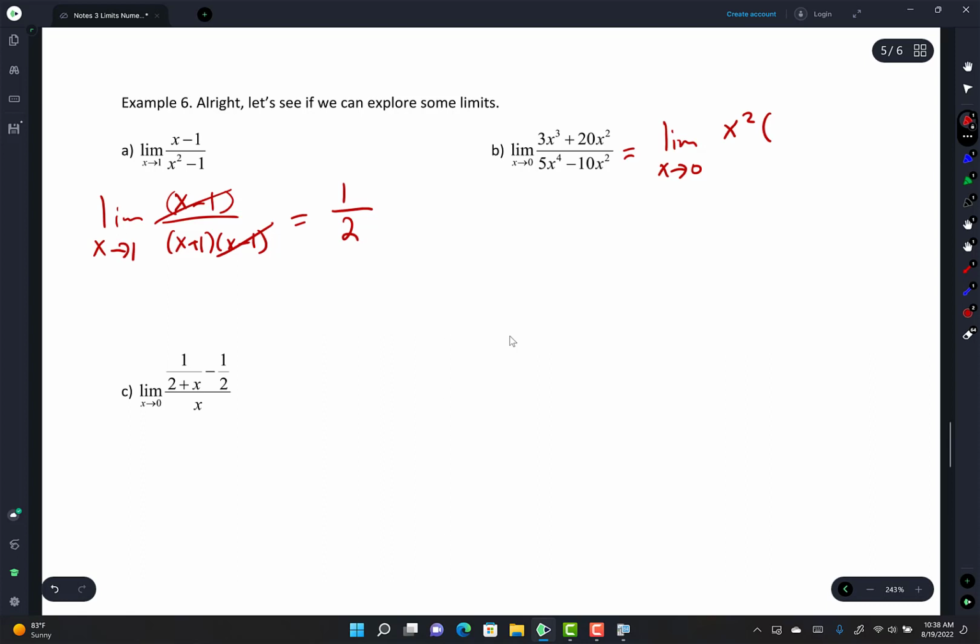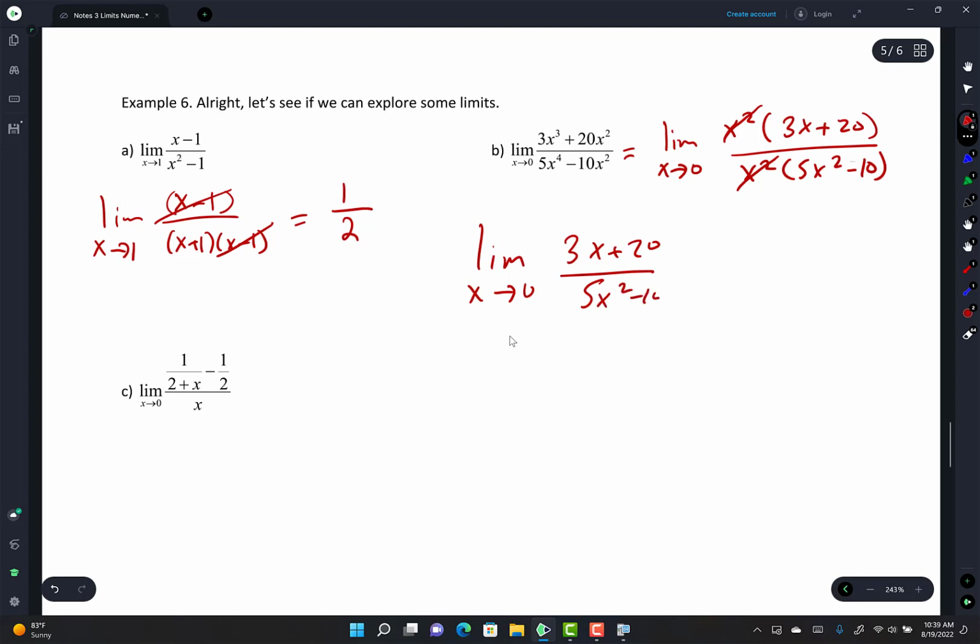Factor out an x squared. I'm going to have 3x plus 20 over, here's my x squared factor out on the denominator, I'm going to have a 5x squared minus 10. That's a minus there. Let me just fix it a little bit. All right, what's going to cancel out? The x squares cancel out. So now I'm going to rewrite it. I haven't evaluated it. Limit as x approaches 0 of 3x plus 20 over 5x squared minus 10 is nothing more than, I plug in a 0, 20 over negative 10, which reduces to, not everyone at the same time, negative 2.